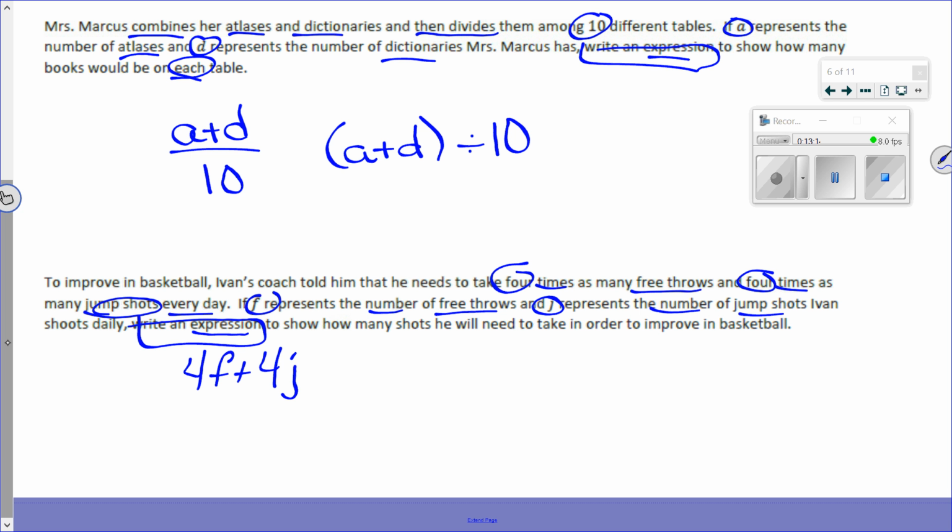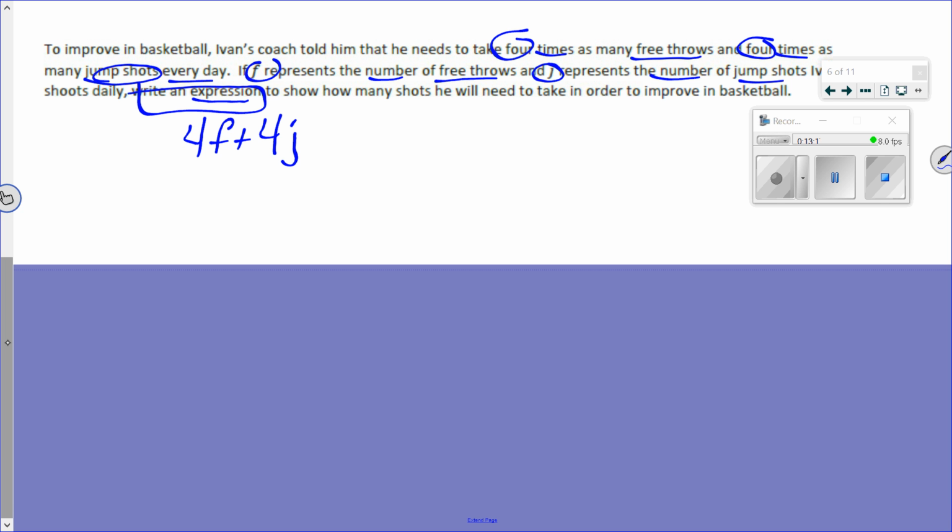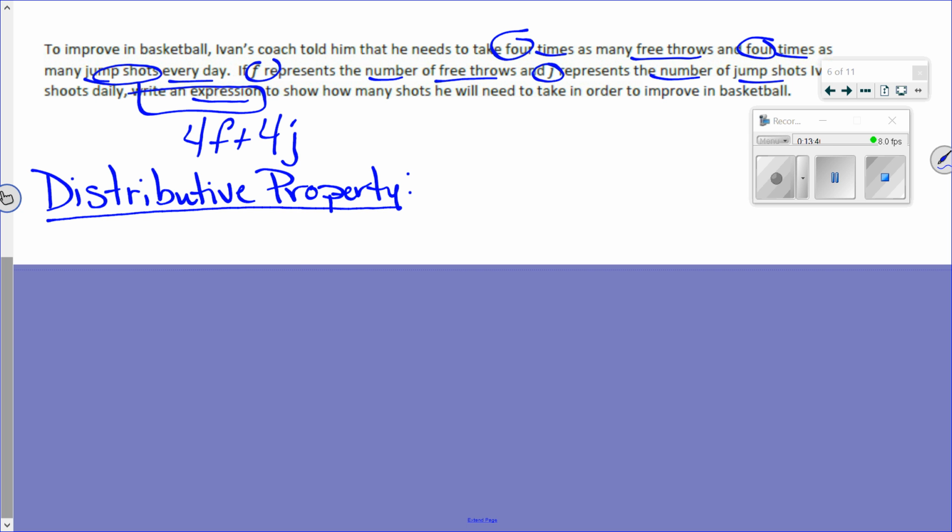Okay, quick side note, because I noticed this as you guys were doing your interim assessment. One thing that we really didn't talk a whole lot about coming into that last assessment is something called the distributive property. Yeah, the distributive property is actually quite easy.